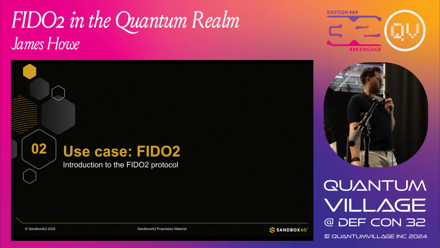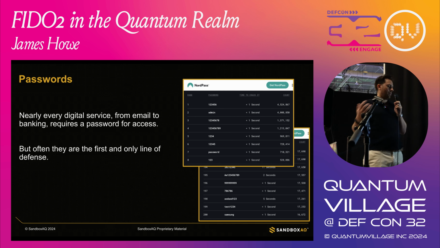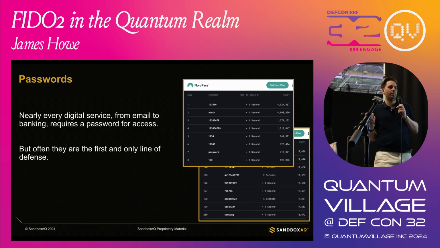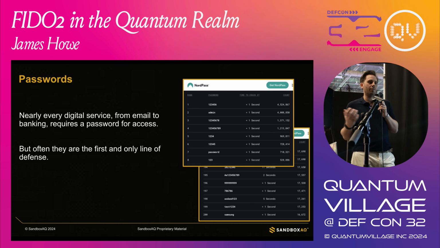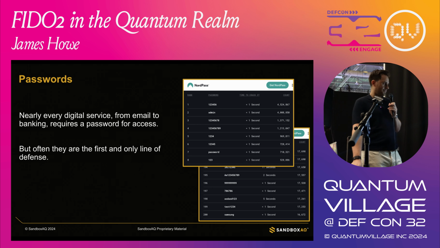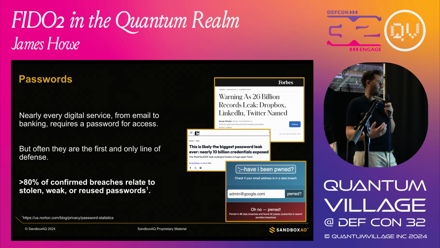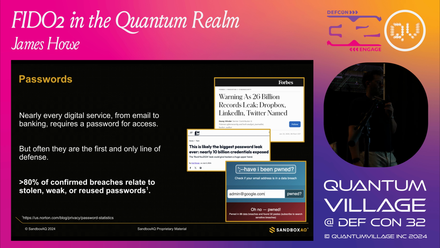So let's go into a bit about FIDO. The preface of why we use FIDO is effectively that passwords are terrible. People have really bad passwords, and this leads to a lot of breaches and leaks. So having a FIDO device gives you that extra layer of security. A lot of breaches that we see online are based on bad passwords, reused passwords, or stolen passwords.